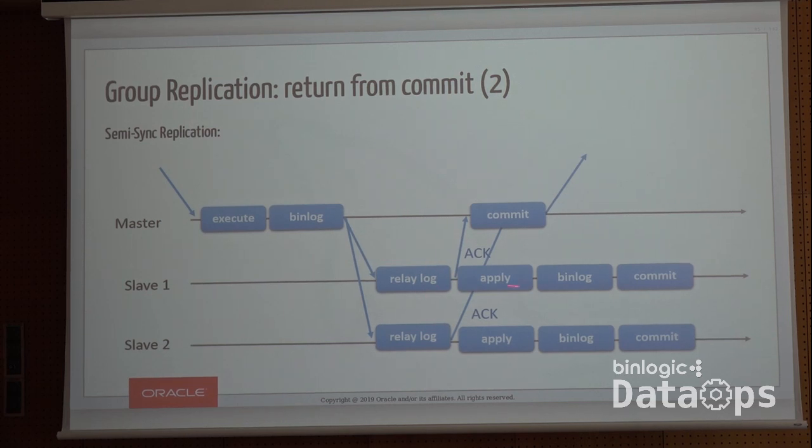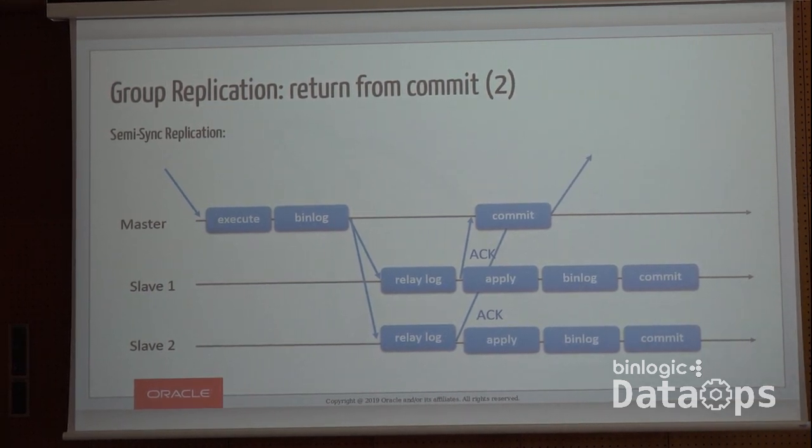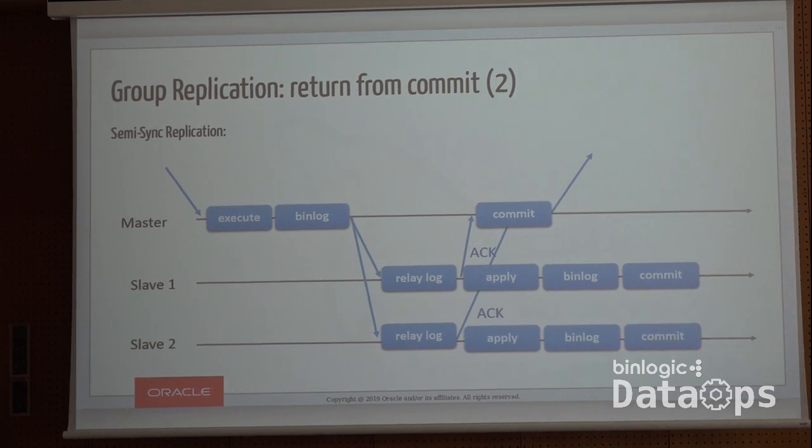Then here it's exactly the same. So the commit is a bit longer because you wait for at least one slave to acknowledge that it received it. Only that it received it, not that it was able to apply it, or whether there is an error or not. It just says, oh, I received it.